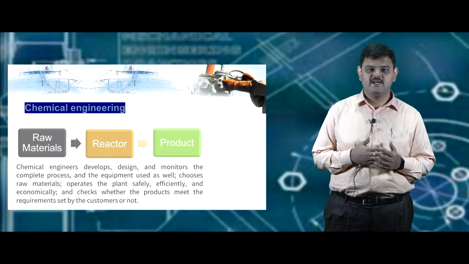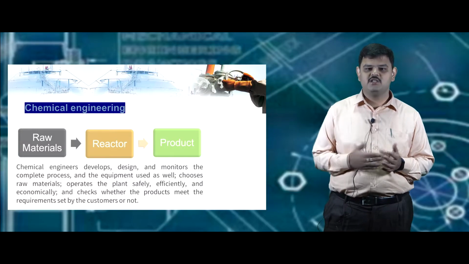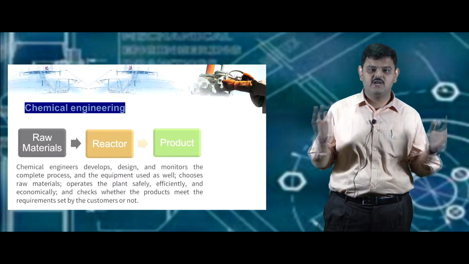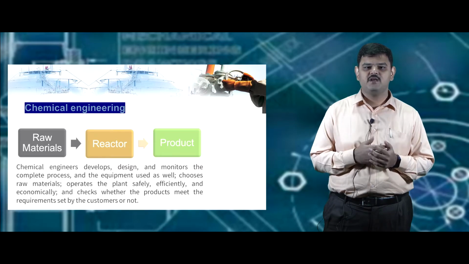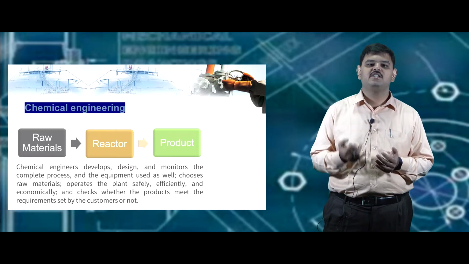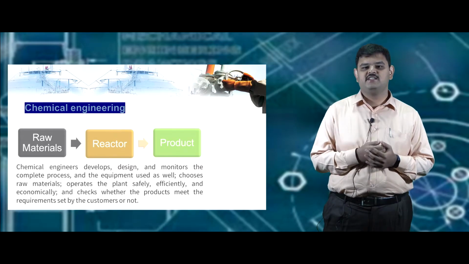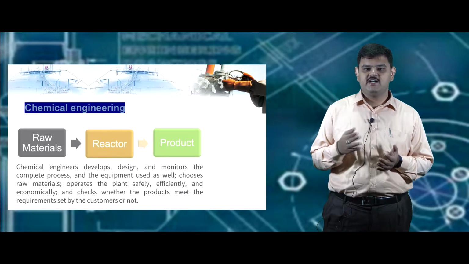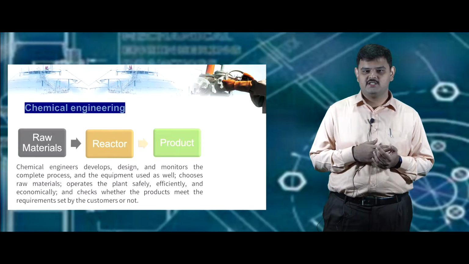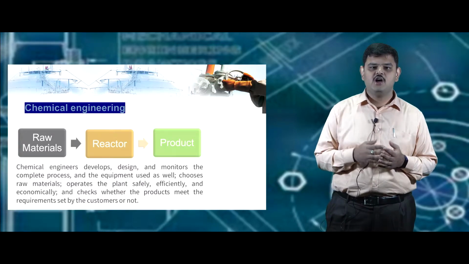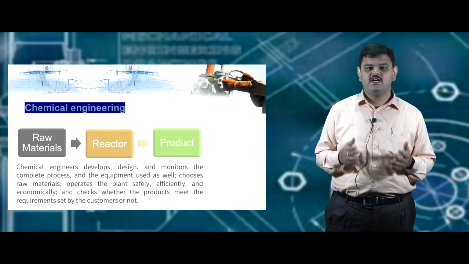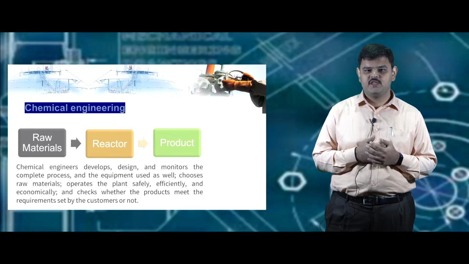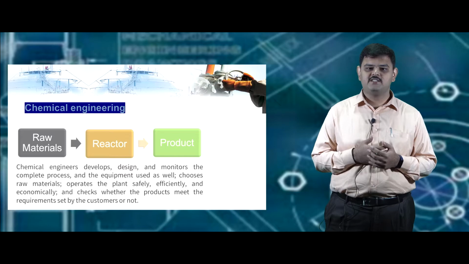Before moving to the particles, we need to know what is chemical engineering. Chemical engineering is the process of conversion of bulk raw materials into bulk products by the use of unit operations, unit process and chemical reaction engineering in industries. The chemical engineers will design, develop and monitor the complete process. Then they choose the raw materials, operate the plant safely, efficiently and economically. And also they check whether the product meets the requirements set by the customer or not.